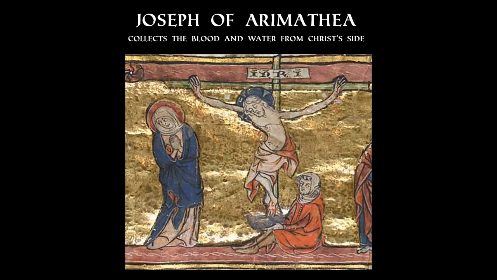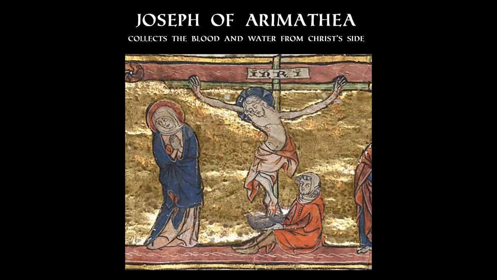Joseph of Arimathea is the one who collects Christ's blood from the wound on his side when he's crucified. So that's an image of Joseph there sitting down at the bottom of the cross, collecting Christ's blood.